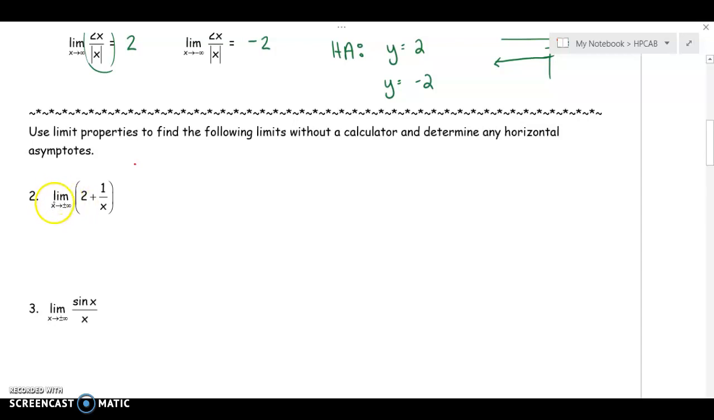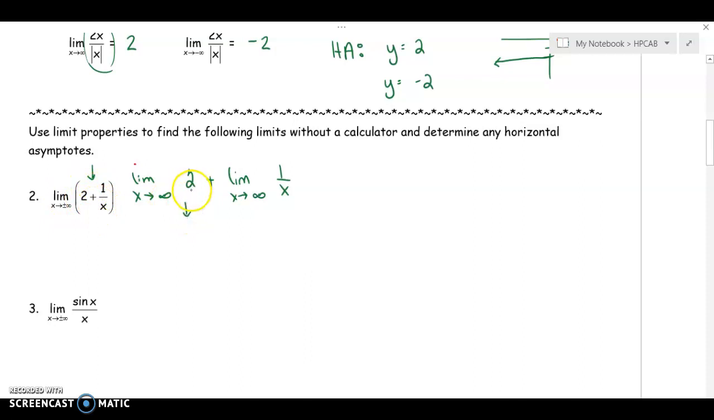So notice this one says the limit as x approaches plus or minus infinity. So we have to find both positive infinity and negative infinity. So we're going to do it once with positive. Let's start there. We're going to do the limit as x approaches positive infinity. And what I'm going to do is split these up. So I'm going to find the limit as x approaches infinity of 2 plus the limit as x approaches infinity of 1 over x. These are much easier to find on their own versus combining them with a common denominator.